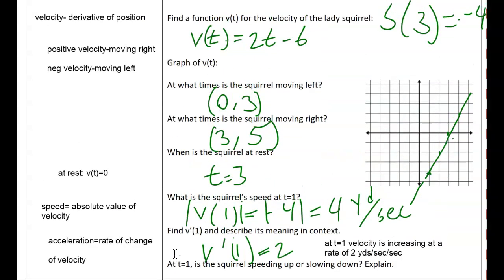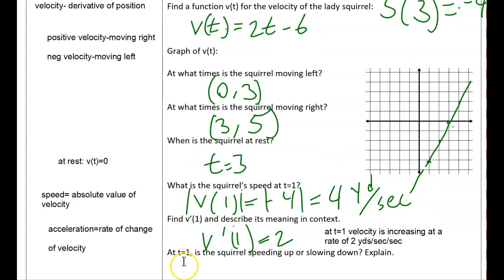And here is the hardest question. The question is, is the squirrel speeding up or slowing down at t equals 1? So t equals 1 would be this point on my velocity graph. Here, my velocity is negative, so my squirrel is moving to the left. But that value is increasing. So as time goes on, velocity is getting closer to 0. And this is hard to understand. The answer here is my squirrel is slowing down at t equals 1.